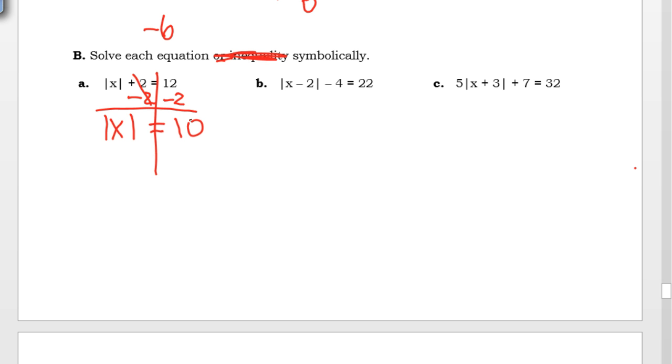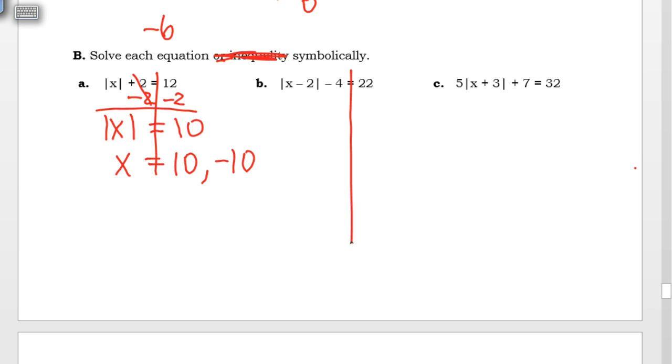Now, the question is, what values are 10 units away from 0? Well, 10 is 10 units away from 0, but negative 10 is also 10 units away from 0. When we solve an absolute value equation, we always end up with 2 answers, a positive number and a negative. Well, not always positive and negative, but always 2 answers. Because we have to think of those 2 values that are from 0, not just the positive version.